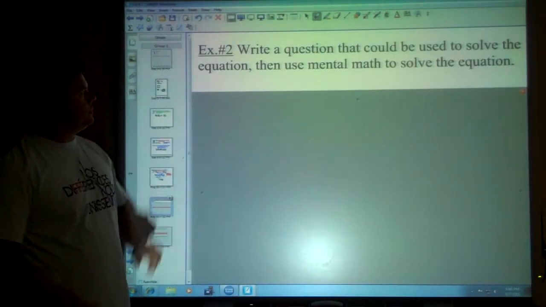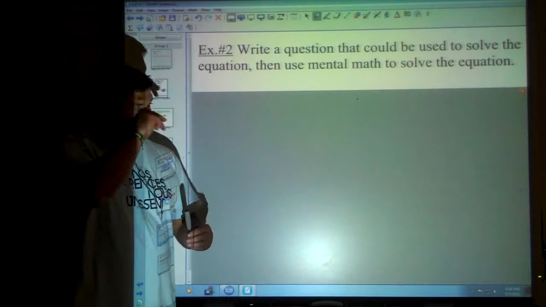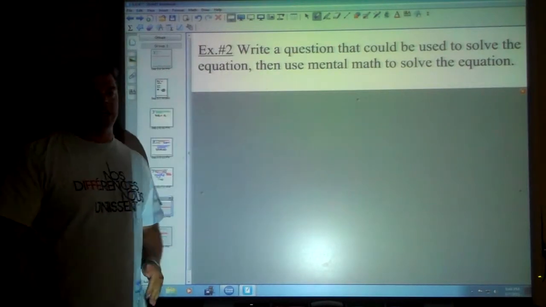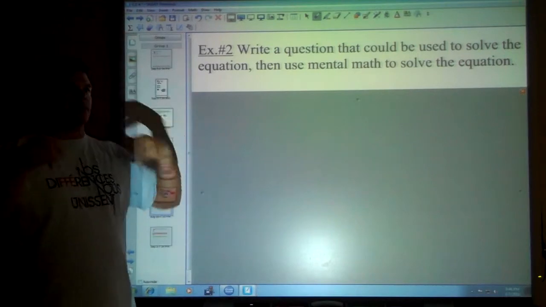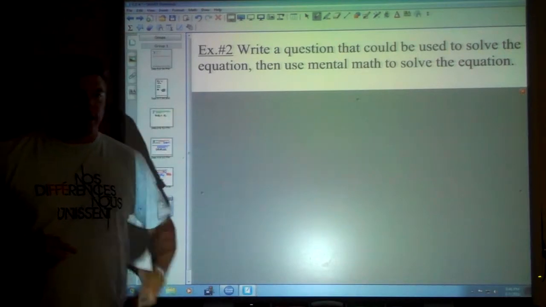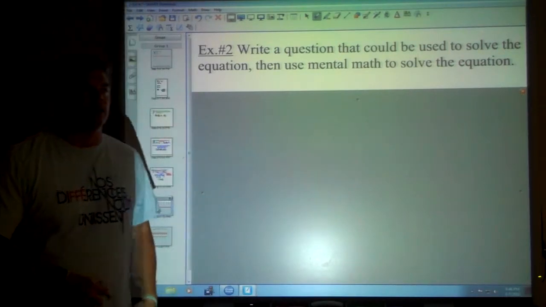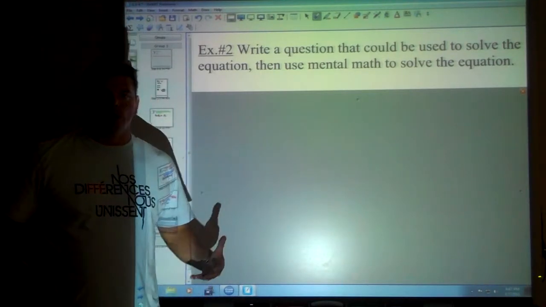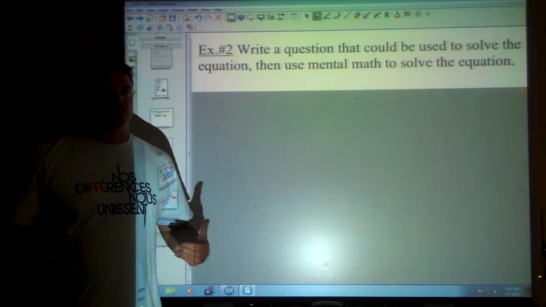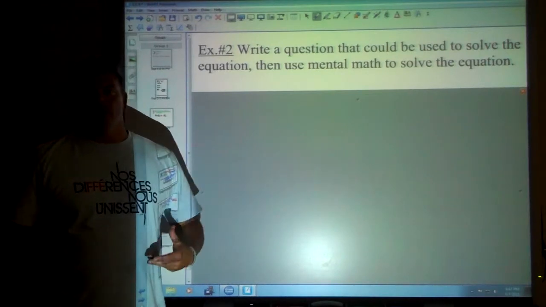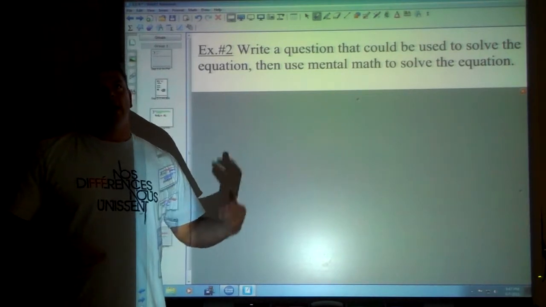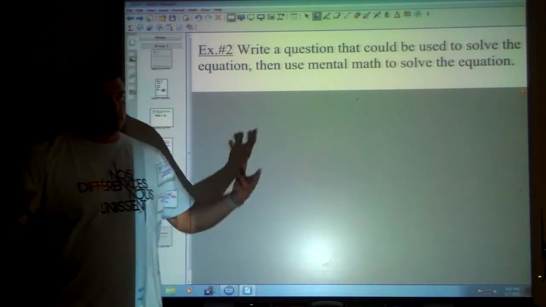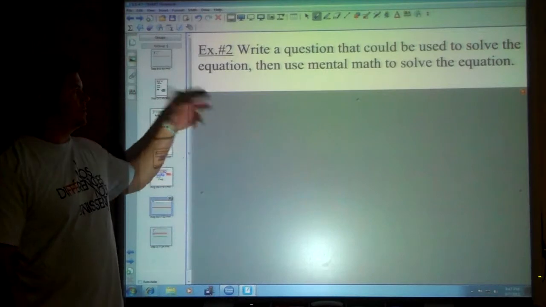Alright, and lastly, write a question that can be used to solve the equation, then use mental math to solve this actual equation. So the question is something we might ask ourselves. If I have something in this pocket, and I have $7 in this pocket, but I know I have a total of $10, I might ask myself, if I know I have 7 and I know my total is 10, what would I have to add to 7 to make my total of $10 in the pockets? And then I might be able to go from there and solve it using my mental math.